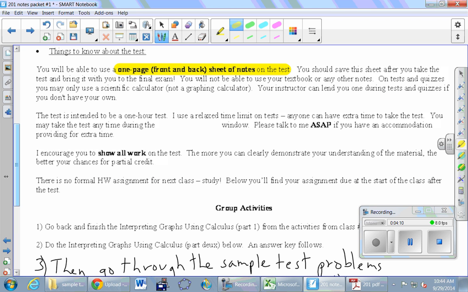You're not going to be able to use your textbook or any other notes on tests and quizzes. Again, you can only use a scientific calculator. I can lend you one if you don't have one. You don't need to go out and buy one.